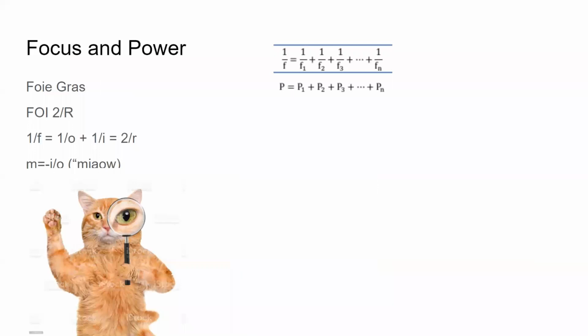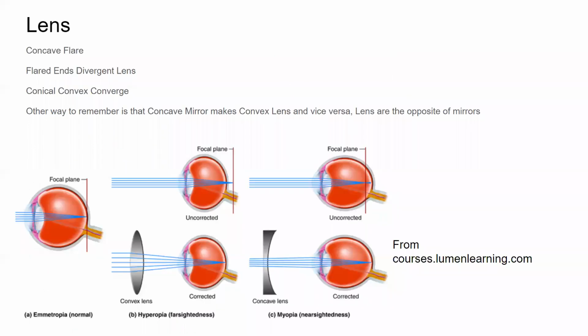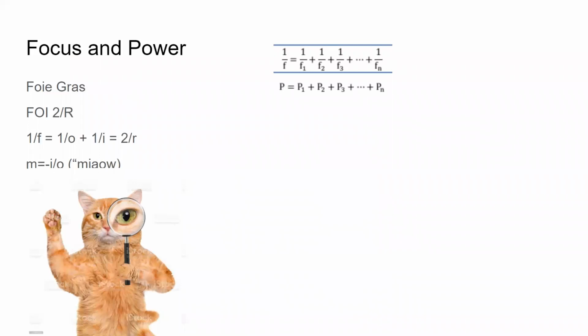And then meow, the cat with the magnifying glass, helps, and it's suggestive of m equals negative I over O. That's how I remembered it, just meow. But yeah, this is much easier to memorize than the previous nearsighted, farsighted stuff. And I found these means to be helpful. And I is image and O is object in this case.